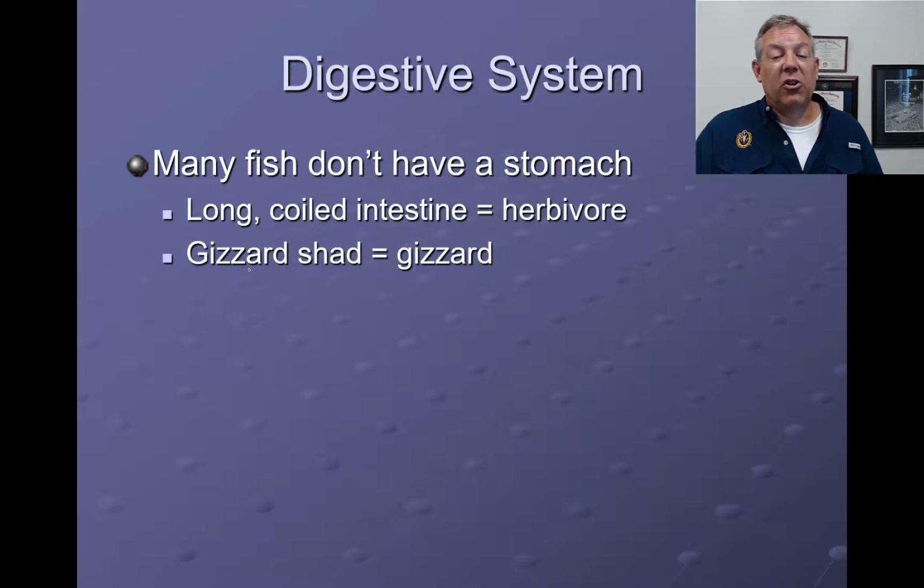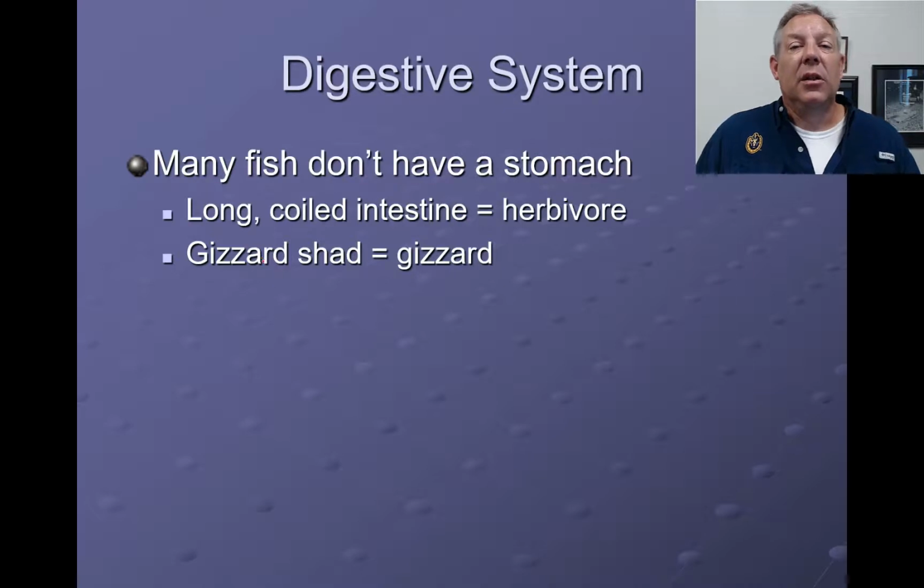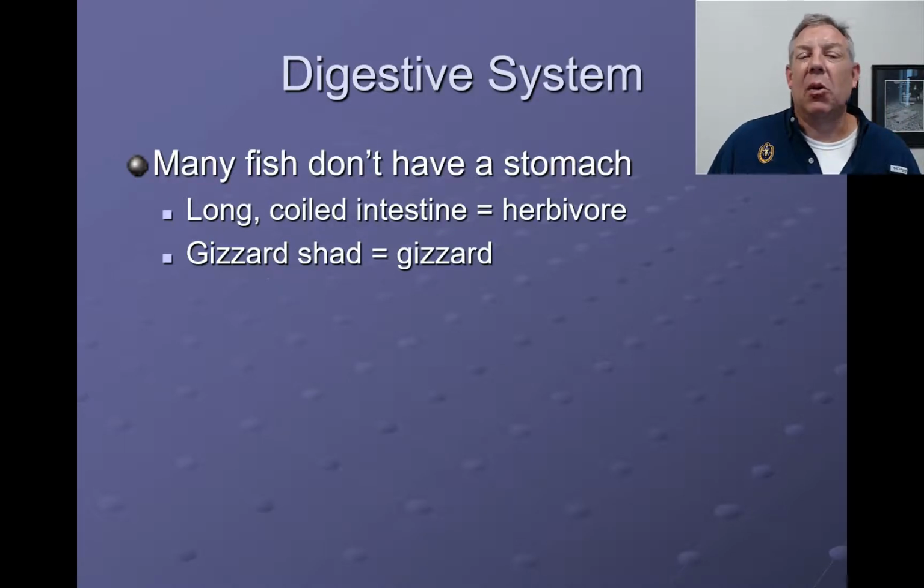Some fish, like the gizzard shad, have a gizzard, which is not really a stomach. It's just a very muscular organ that has grit in it, pieces of sand, small pebbles, and that's used for mechanically breaking up the food, but it usually doesn't release any digestive enzymes or acid like a stomach would.